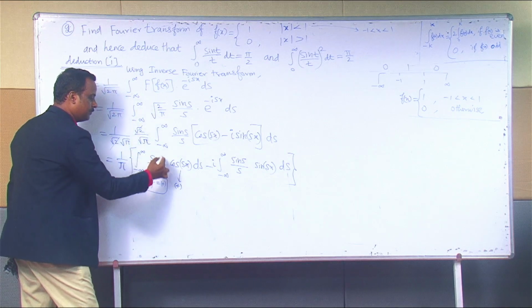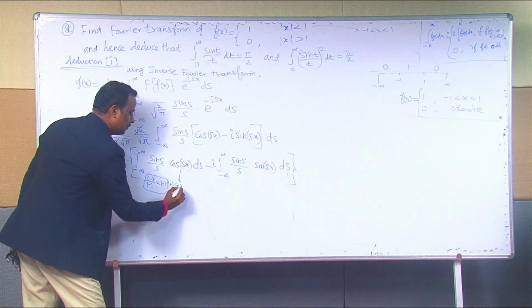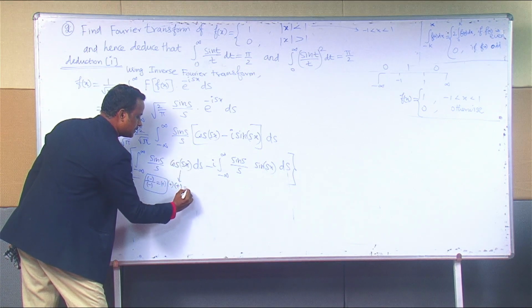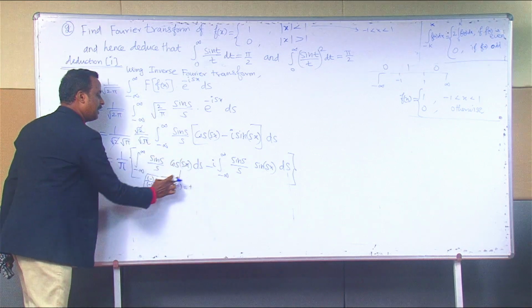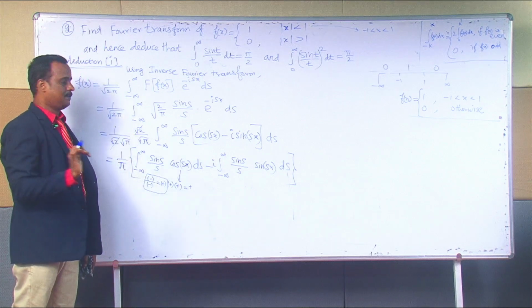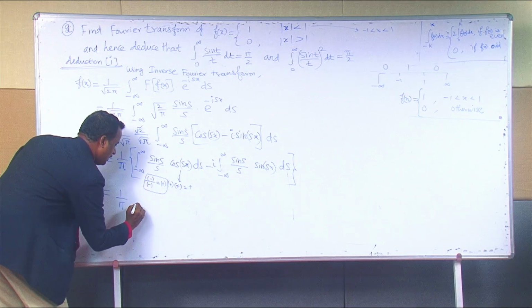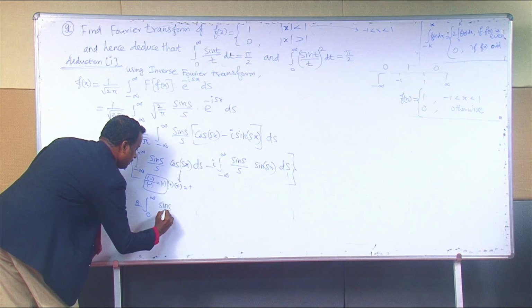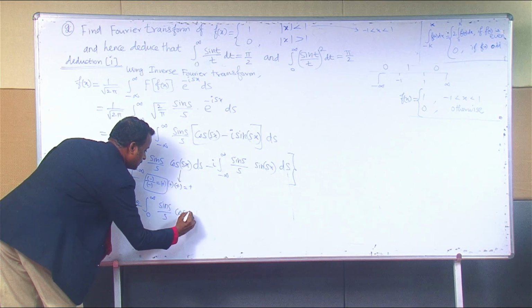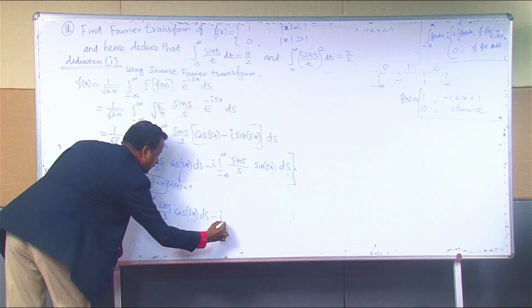So, the whole thing becomes a plus function. Plus into plus becomes plus, so even into even becomes an even function. So, the integrand function becomes an even function. If it is an even function, now we can write it as 1 by pi into 2 into integral 0 to infinity sin s by s cos sx ds, minus i into.